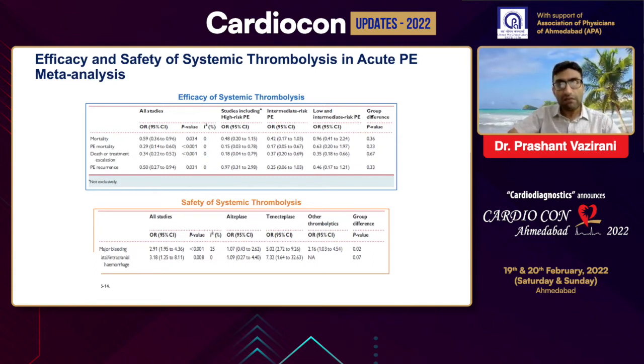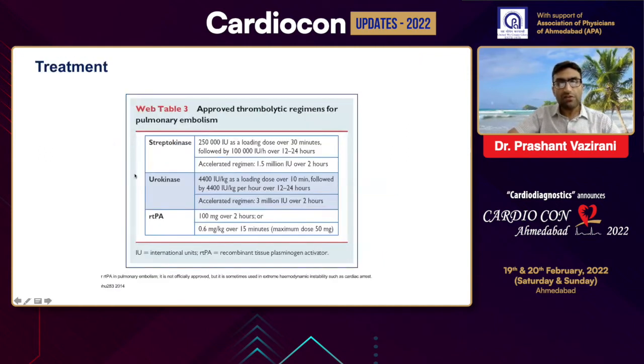Whereas when safety is concerned, alteplase was found to be safer than tenecteplase in terms of major bleeding and fatal intracranial hemorrhages. So these are the agents which are approved. Streptokinase, usually we follow 2.5 lakh international units as a loading dose over half an hour, followed by 1 lakh international units per hour for 12 to 24 hours.